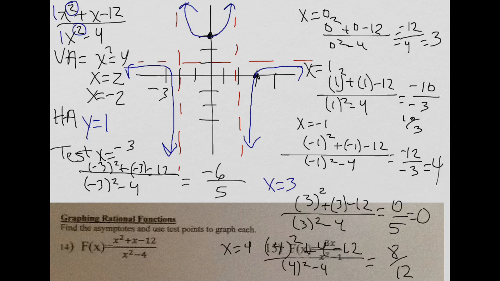Number 15 will be shown on the study guide, which is 3x over x squared minus 1. Okay, so hopefully this helps you guys out. The most important thing is choosing those test points to see where the graph would be going.